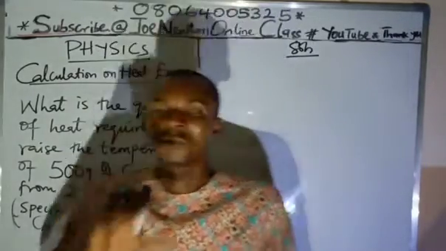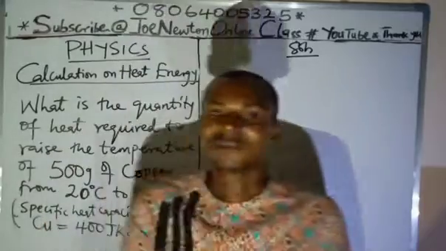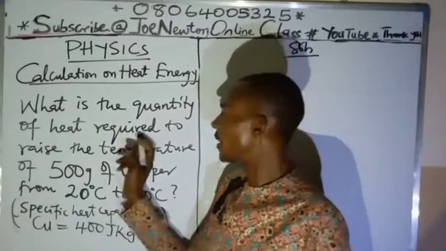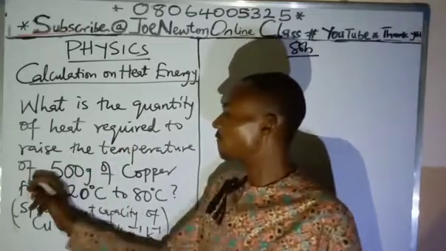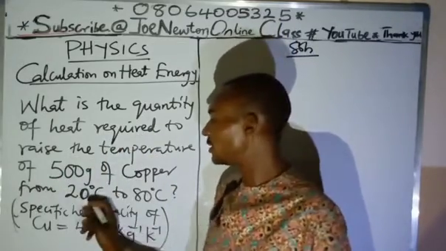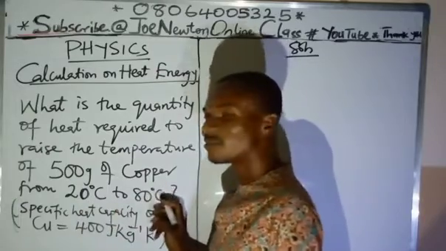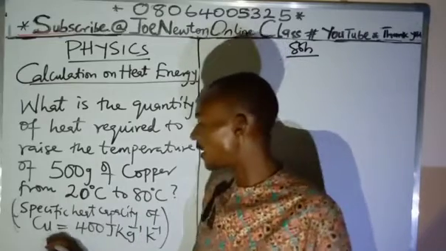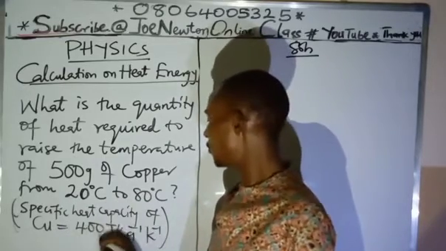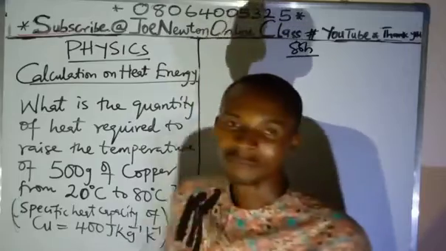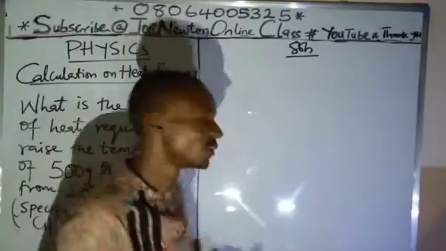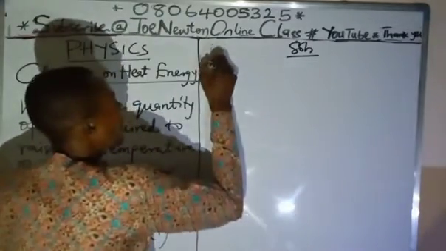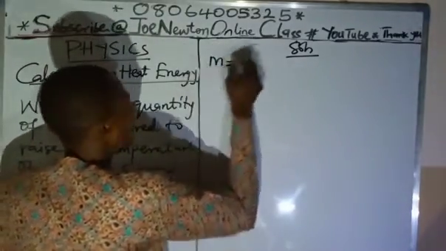Okay, now let us look at the question on the board quickly and tackle it. The question says, what is the quantity of heat required to raise the temperature of 500 grams of copper from 20 degrees Celsius to 80 degrees Celsius? Then we are given in bracket that the specific heat capacity of copper is equal to 400 joule per kilogram per Kelvin.